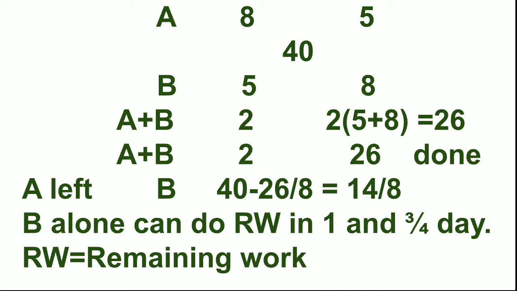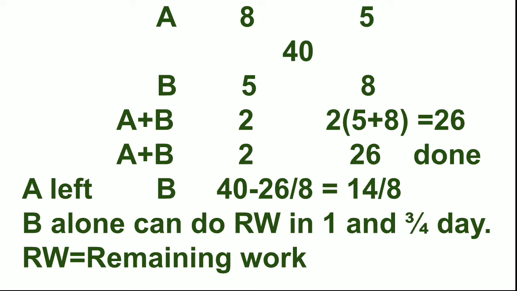Here I have shown time taken by A, 8 days, time taken by B, 5 days. So total work units means the LCM of 8 and 5, 40. Now 40 divided by 8 gives efficiency of A, 5, and 40 divided by 5 gives efficiency of B, 8.